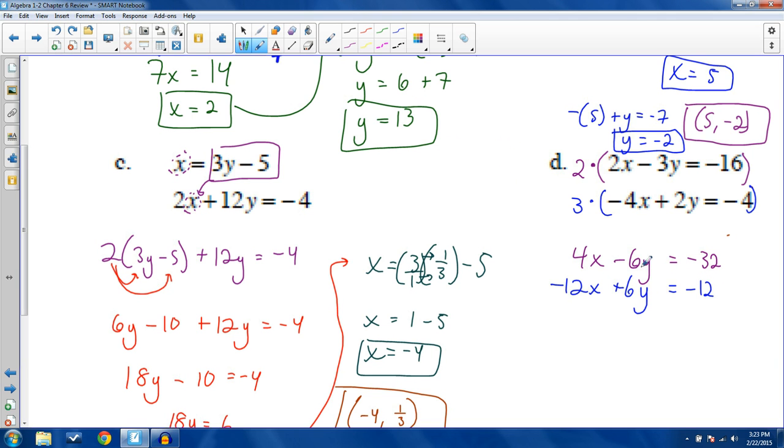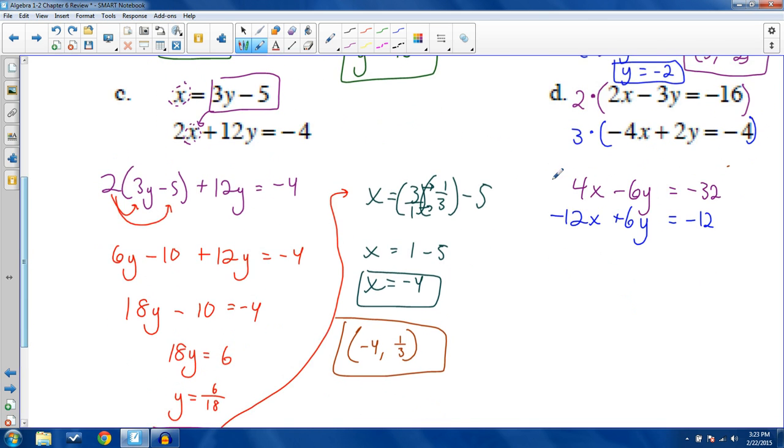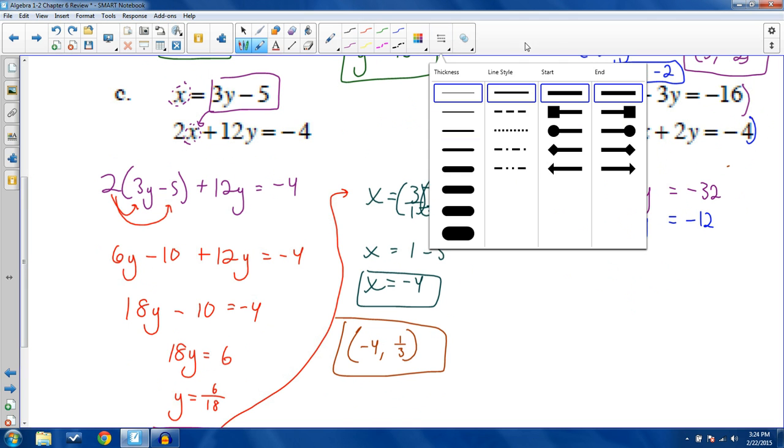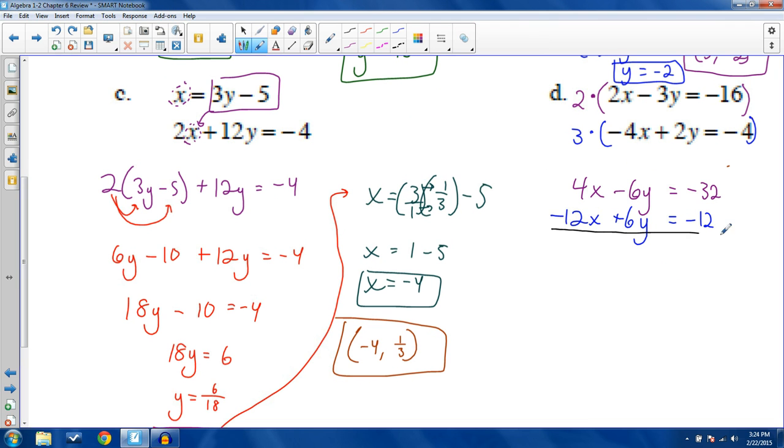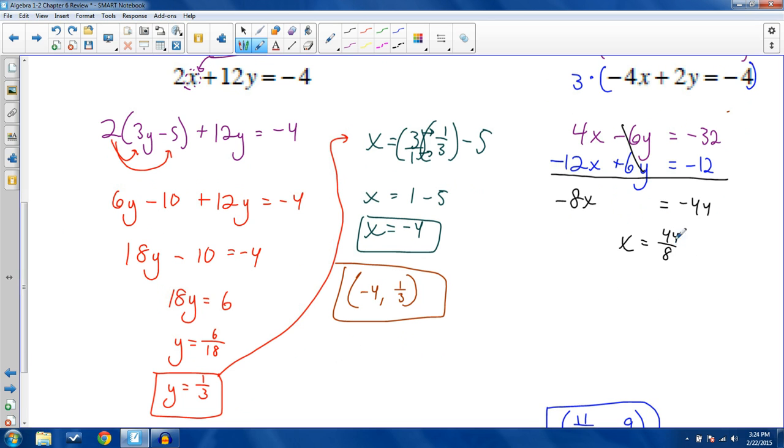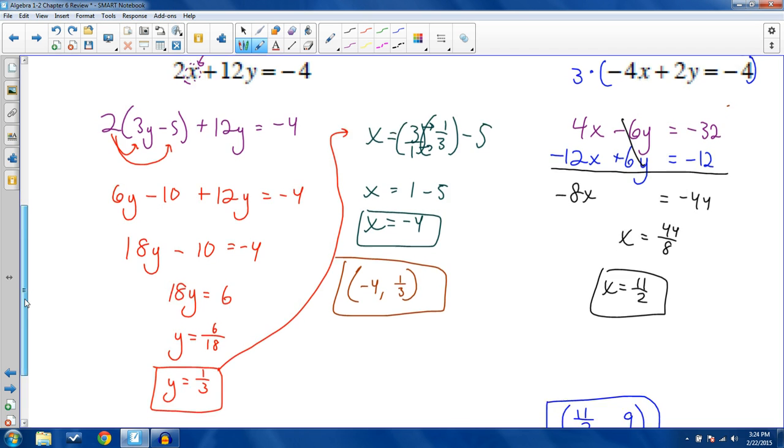The reason, what I was trying to accomplish, was getting negative 6y and positive 6y over each other. That way when I add, I'm able to eliminate. So when I add down this list here, 4x minus 12x is negative 8x. Negative 6y plus 6y is 0. And negative 32 minus 12 is negative 44. Divide both sides by negative 8, you get x equals positive 44 over 8. If we reduce that fraction by dividing top and bottom by 4, you get x equals 11 over 2. And that gives you the same answer.